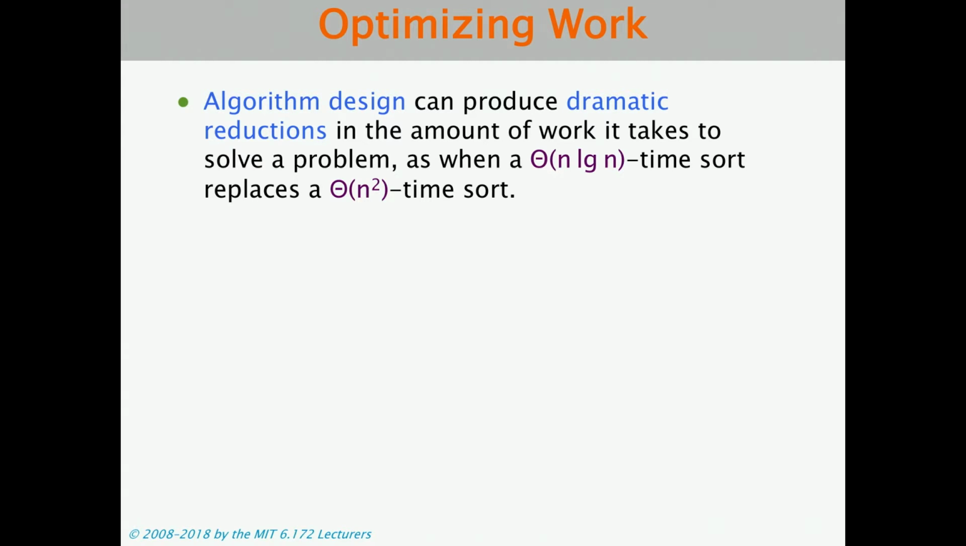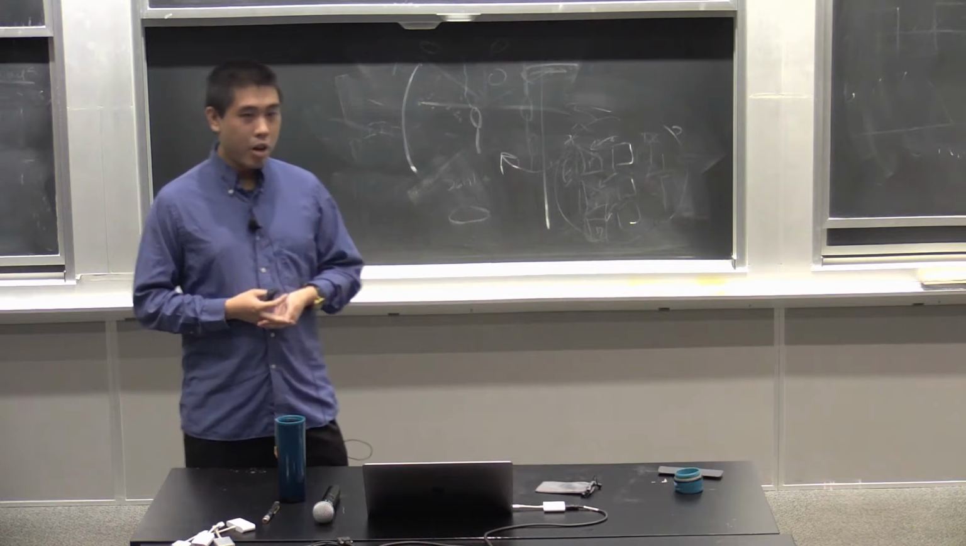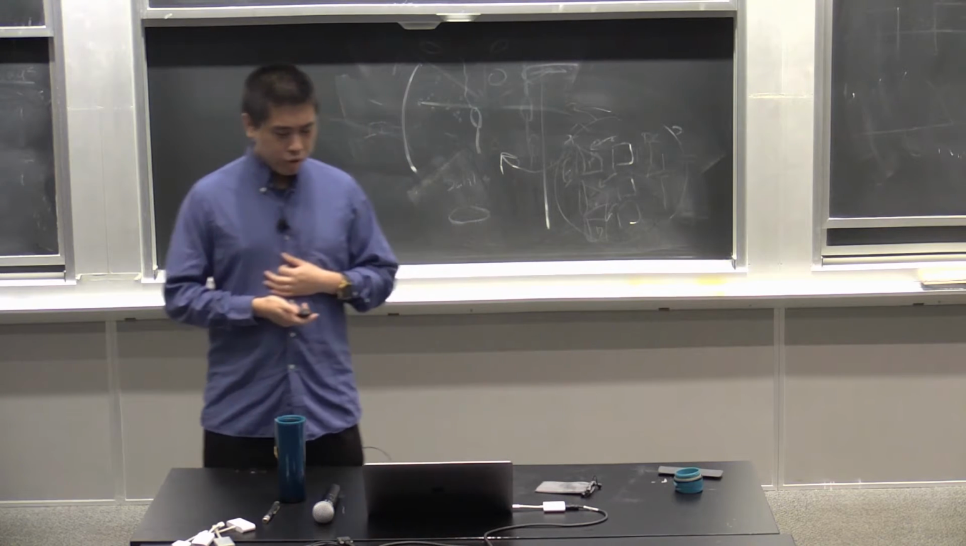Algorithm design can produce dramatic reductions in the work of a program. For example, if you want to sort an array of elements, you can use an n log n time quicksort, or you can use an n squared time sort like insertion sort. You've probably seen this before in your algorithms courses. And for large enough values of n, an n log n time sort is going to be much faster than an n squared sort. Today I'm not going to be talking about algorithm design. You'll see more of this in other courses here at MIT, and we'll also talk a little bit about algorithm design later on in this semester.